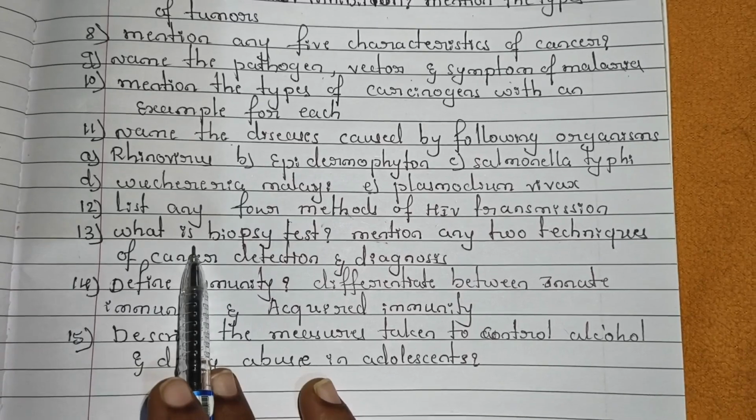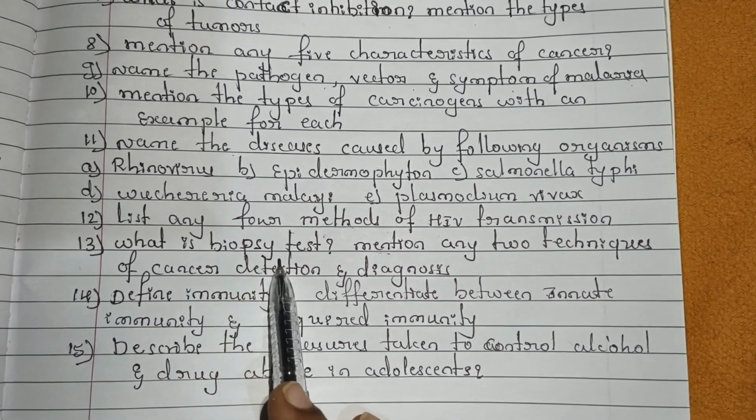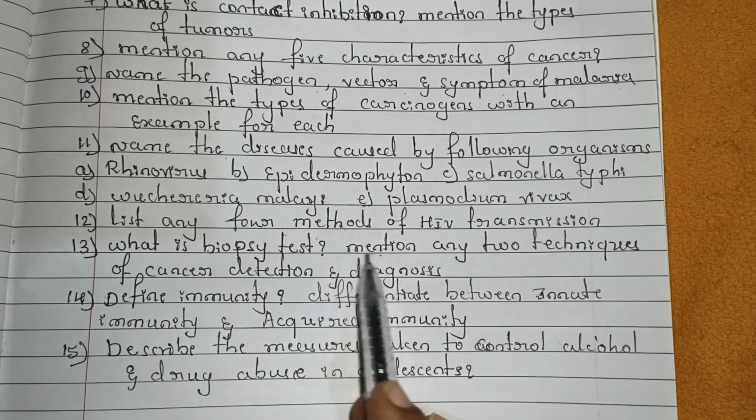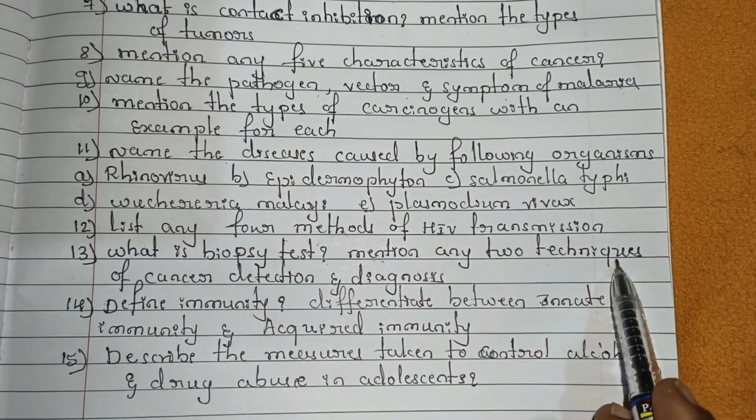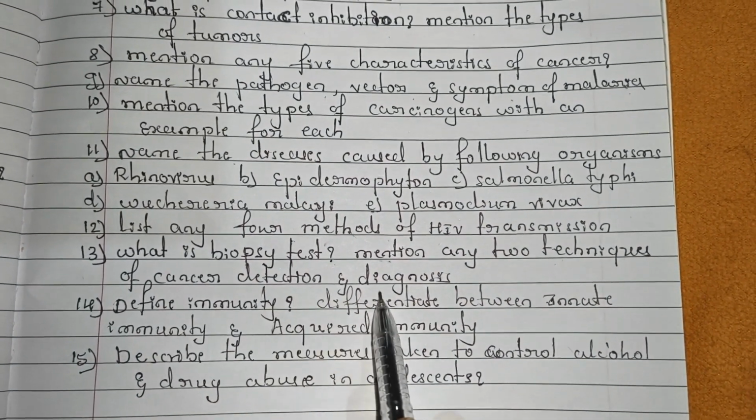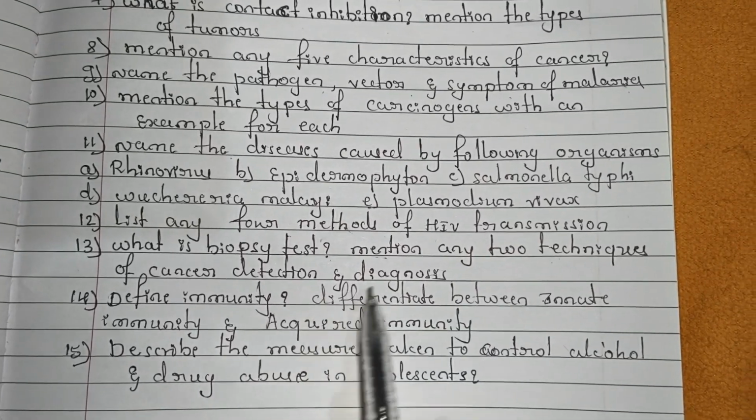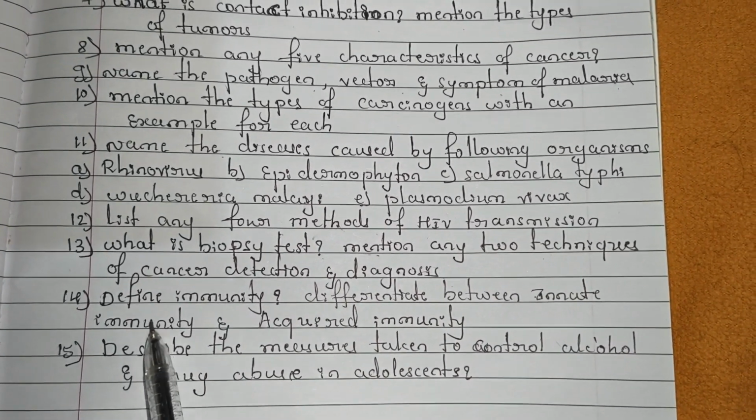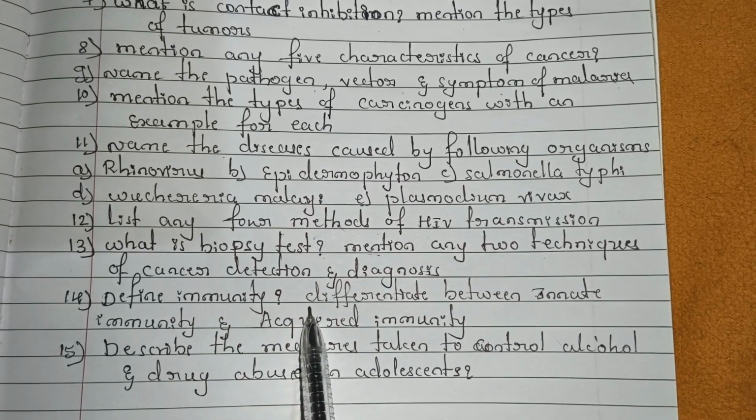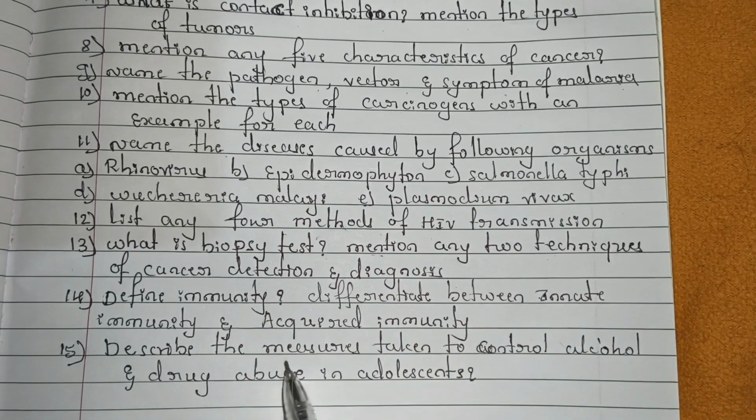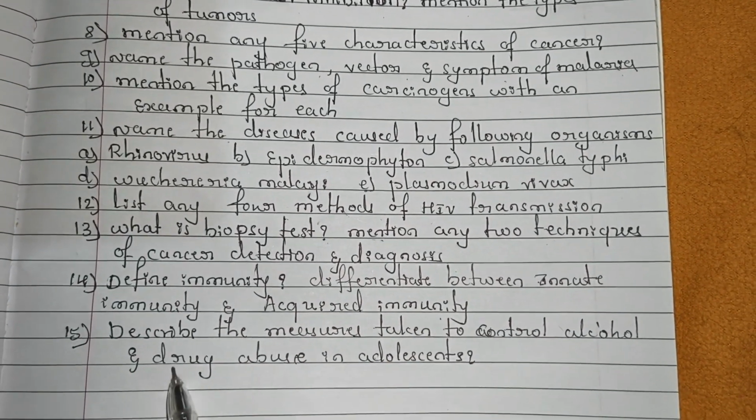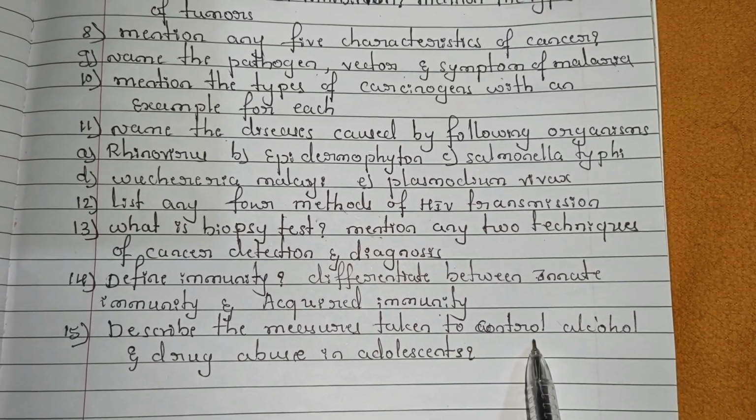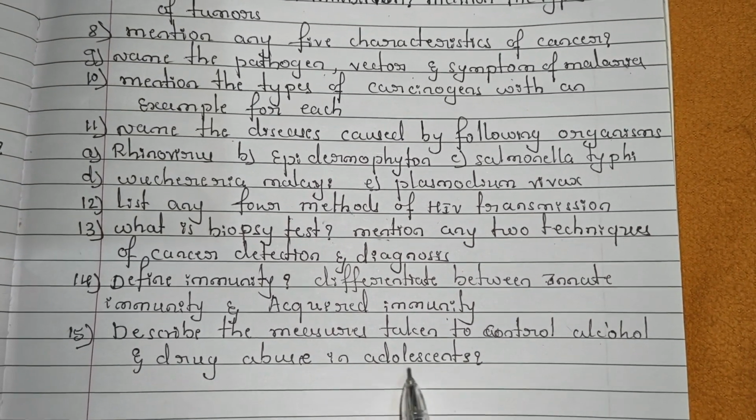And next, the 13th one is, what is a biopsy test, and mention any 2 techniques of cancer detection and diagnosis. Those 2 techniques of cancer detection and diagnosis you have to write. And the 14th one is, define immunity, and differentiate between innate immunity and acquired immunity. And the 15th one is, describe the measures taken to control alcohol and drug abuse in adolescents.